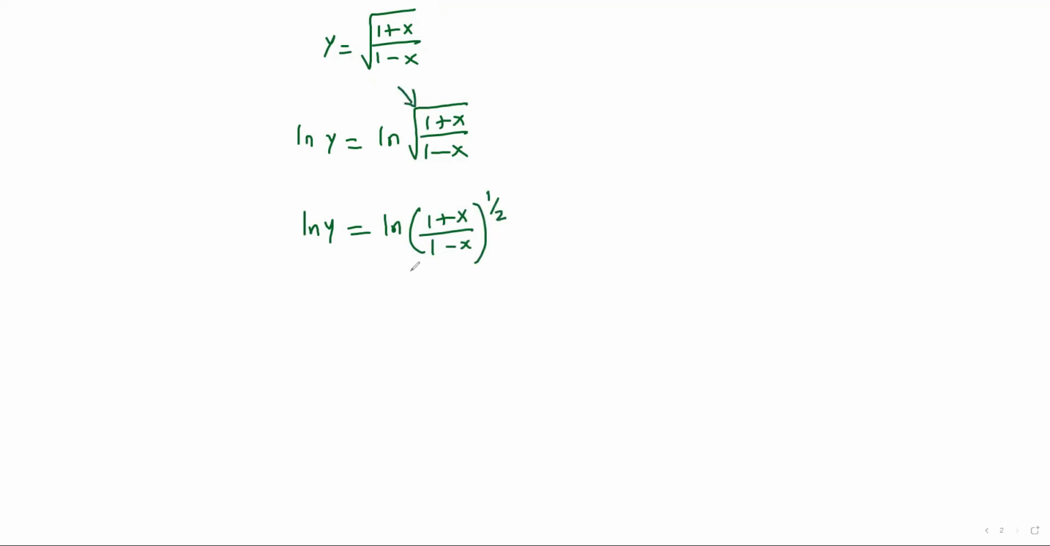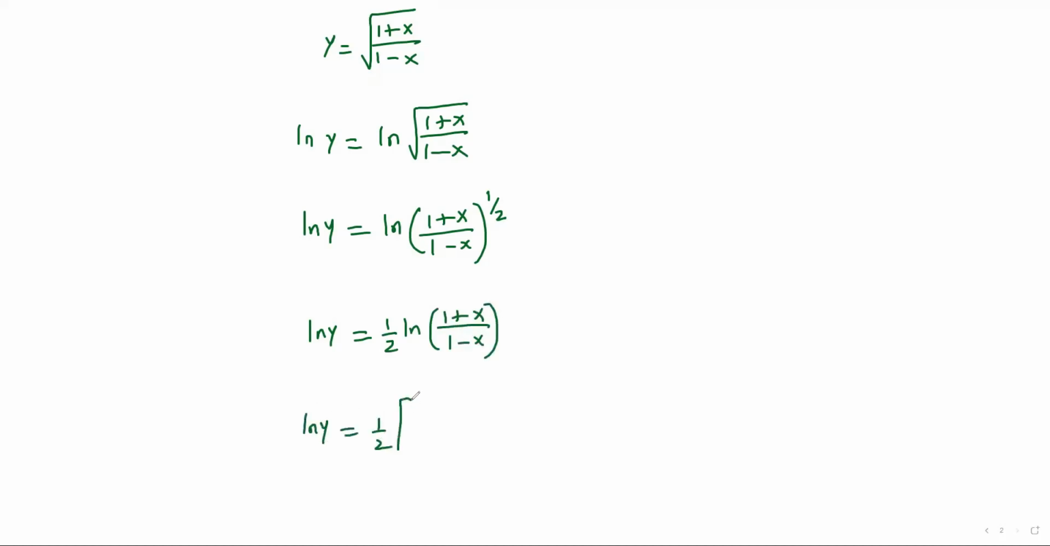So now I'm going to take the natural logarithm on both sides. I'm getting ln y equals ln of the square root of (1 + x) over (1 - x). In the next step, I'm going to write the square root as an exponent. Then I'll be getting (1 + x) over (1 - x) to the power 1/2. Whenever I write a square root as an exponent, it will be 1/2. Now ln y equals, and here I'm going to use the power rule of logarithm. I have to bring this exponent 1/2 in front of the logarithm. Then I'll be getting 1/2 times ln of (1 + x) over (1 - x).